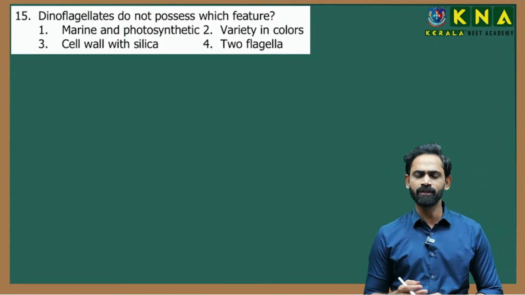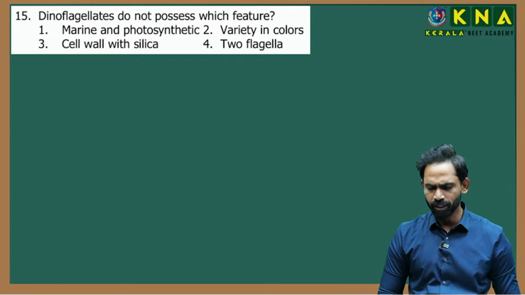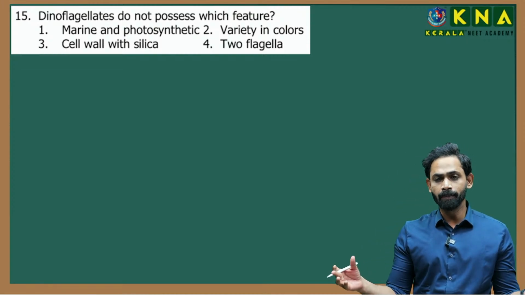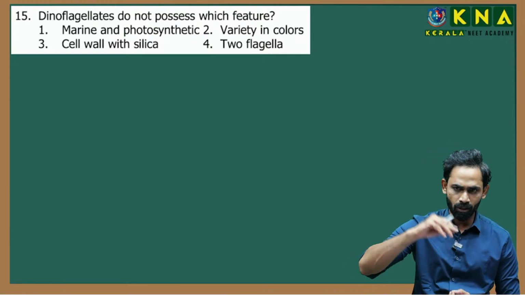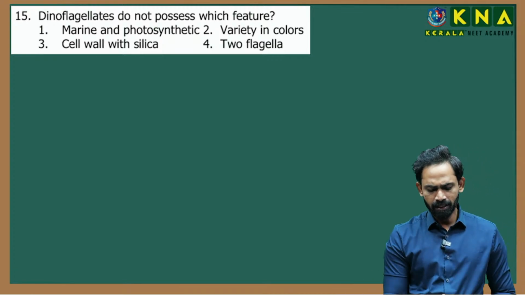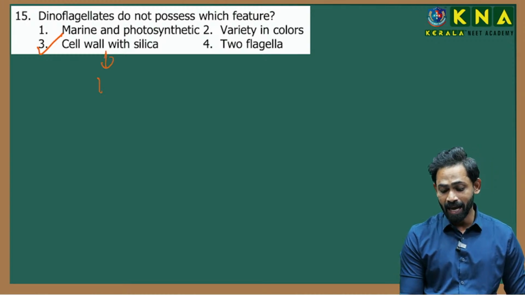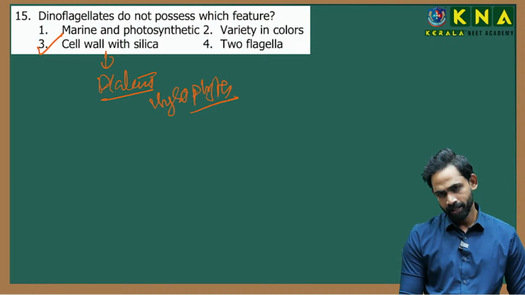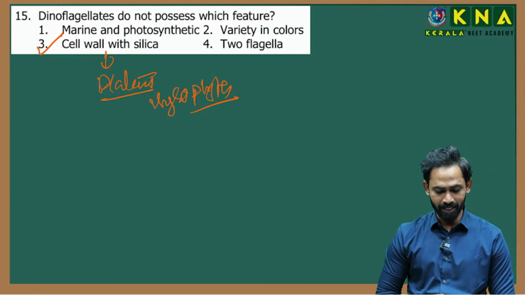Dinoflagellates do not possess which feature? Normal question. Marine and photosynthetic. Because they are photosynthetic, different colors are seen. They have two flagella: one flagellum lies between the plates and one is a longitudinal flagellum. The option not possessed is the silica cell wall. A silica cell wall belongs to diatoms. Diatoms belong to chrysophytes. Silica cell wall, indestructible cell wall, diatomaceous earth. That is related. Good.